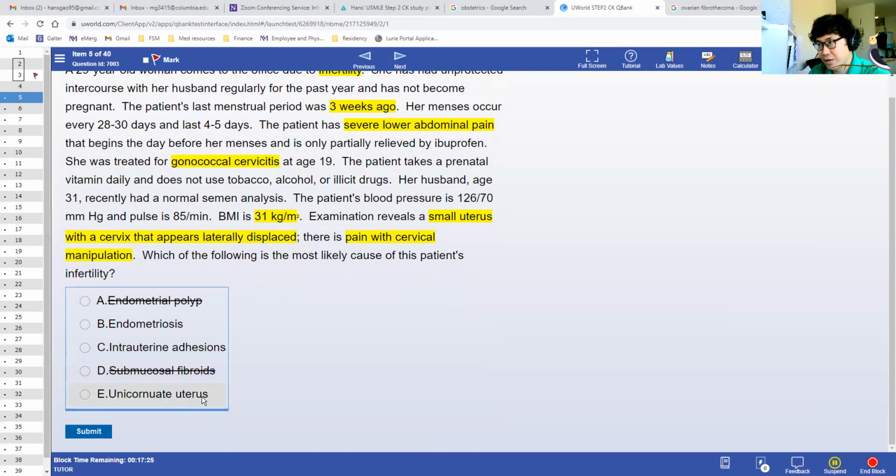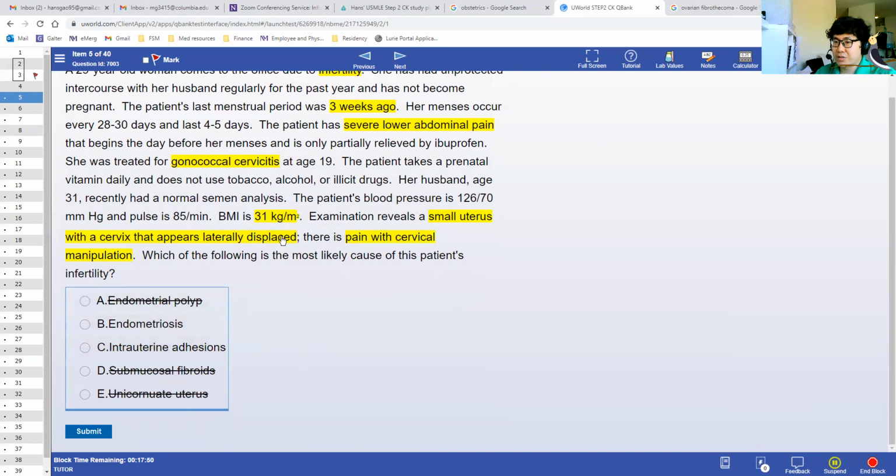Unicornuate uterus. So this is a structural problem in which, during the development of the uterus, it has a horn going down the middle. Sorry, I don't think it's that. Otherwise, I feel like you wouldn't make this diagnosis unless you had some imaging of the uterus itself. All right, so we're between PID and these in terms of intrauterine adhesions and endometriosis.